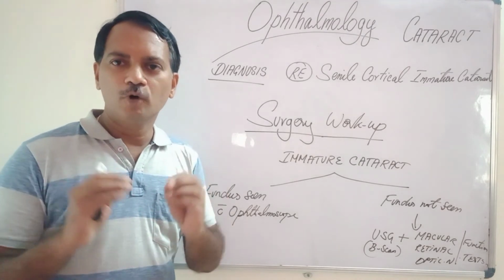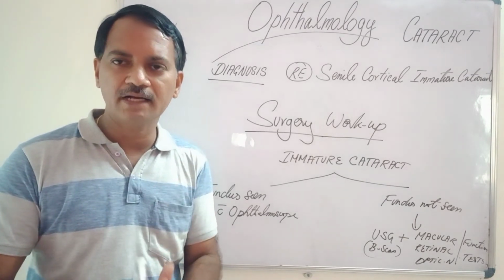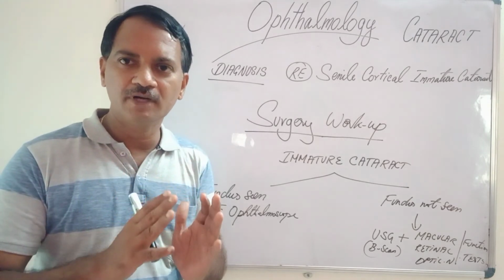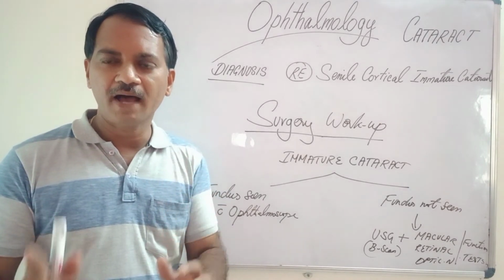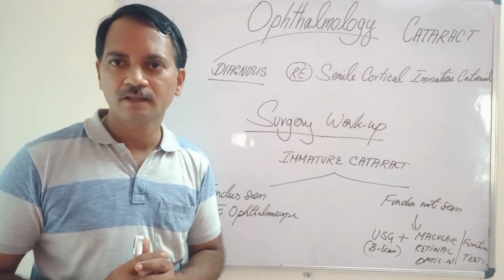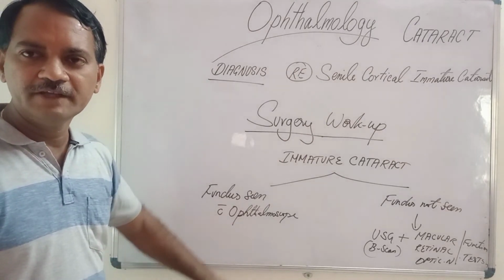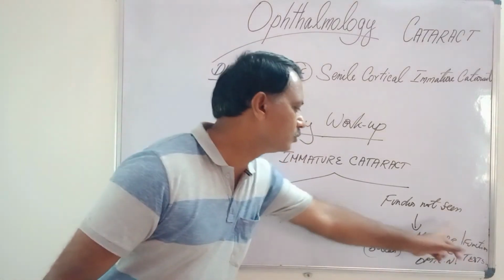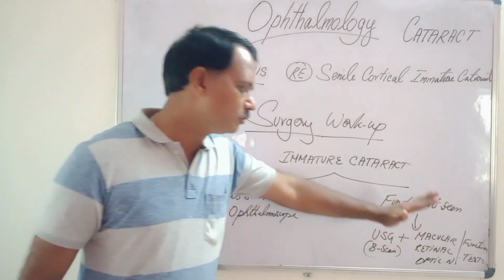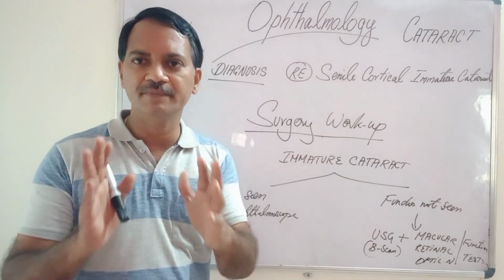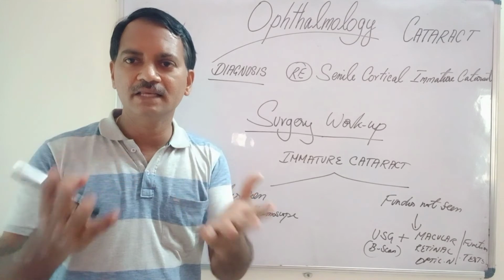So, whenever you want to do surgery for any cataract, whether it is an immature cataract or a mature cataract, or for any grade of nuclear cataract, all the steps are the same as in the previous video. The only point where we differ is this fundus examination. If the fundus examination is possible, there is no need for doing these tests. If the fundus examination is not possible, we have to do these tests to confirm whether the posterior segment is normal or not. So, this is a major difference. All the other things are the same.